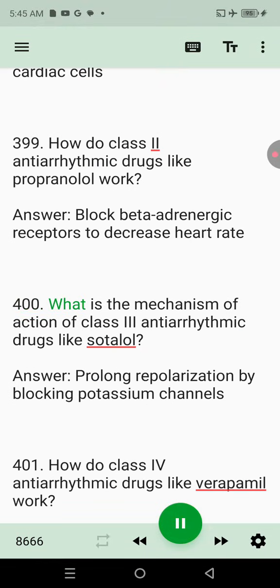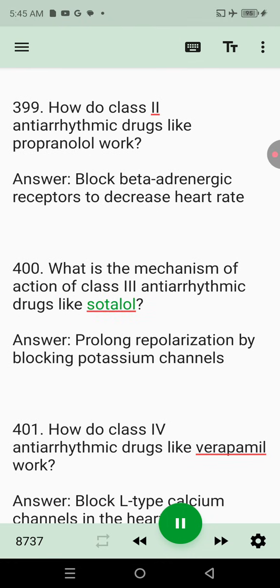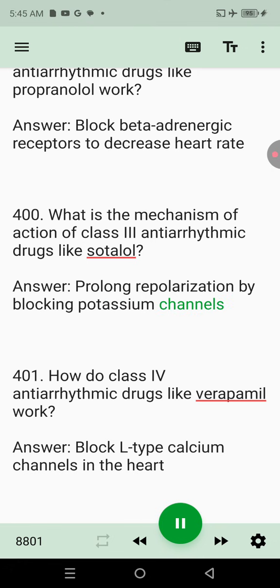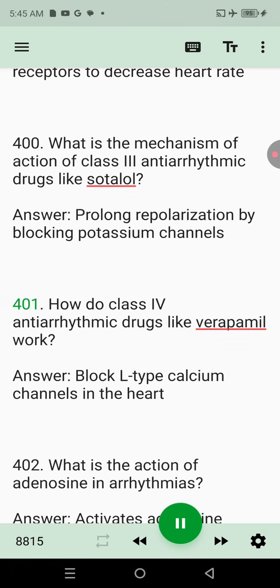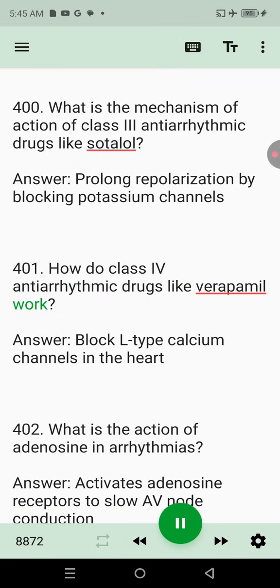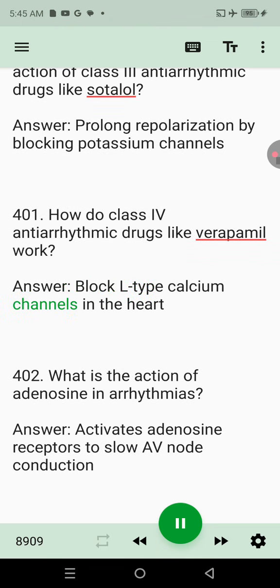400. What is the mechanism of action of class 3 antiarrhythmic drugs like sotalol? Answer. Prolong repolarization by blocking potassium channels. 401. How do class 4 antiarrhythmic drugs like verapamil work? Answer. Block L-type calcium channels in the heart.